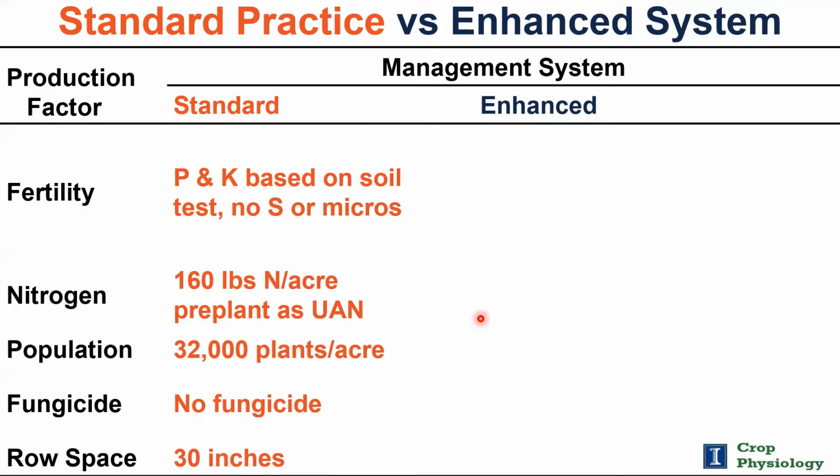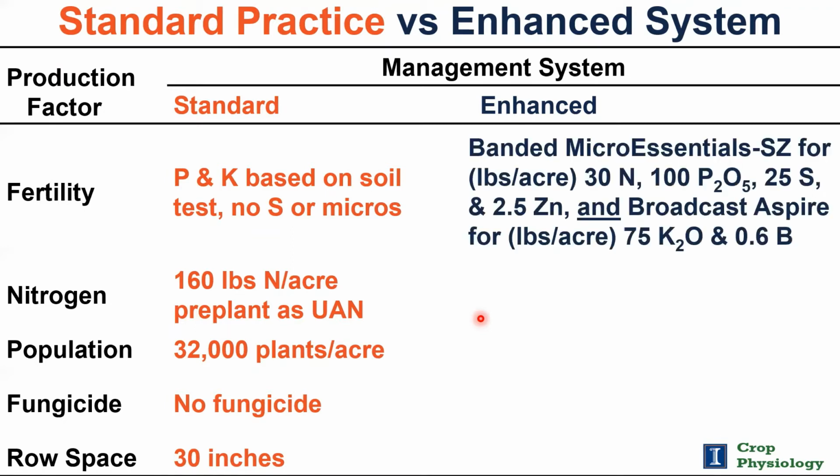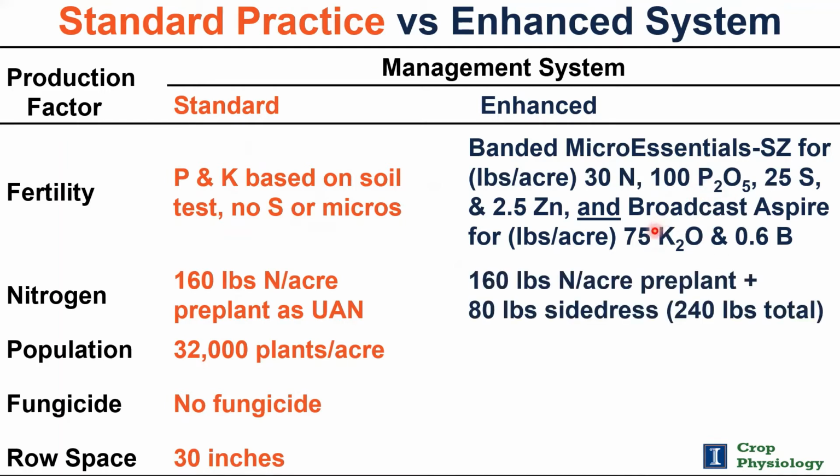But on the flip side, there's an enhanced component to each one of these management factors. For fertility, despite our soil test being adequate, we're going to put down banded MicroEssentials and Aspire for 100 pounds of P2O5 and 75 pounds of K2O. We're going to come back with an additional 80-pound side dress for a total of 240 pounds of nitrogen per acre. We're putting that banded fertility underneath the crop row. We're getting off to a better start. So we know that our yield potential is going to be a little bit higher. We want more nitrogen out there to carry it through the rest of the season.